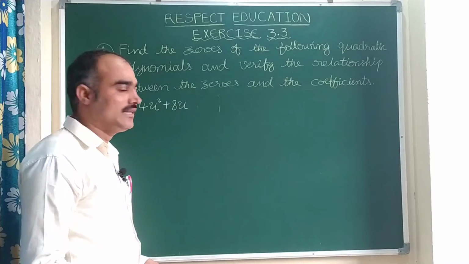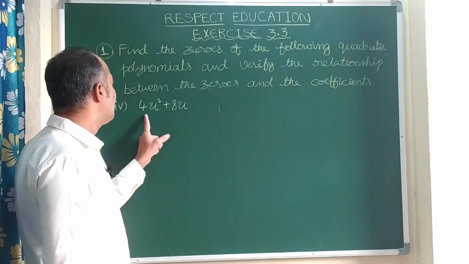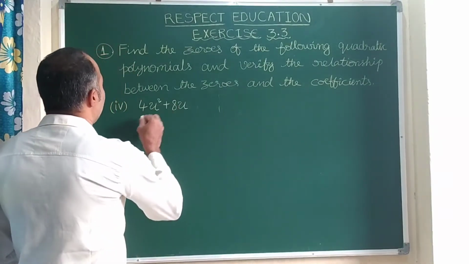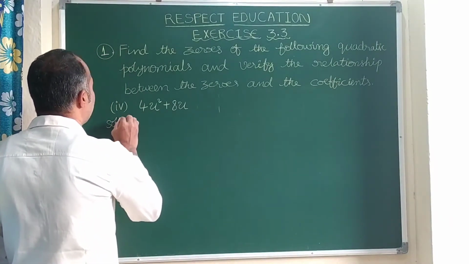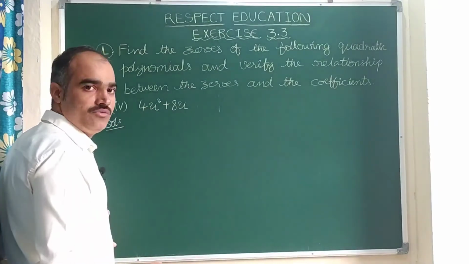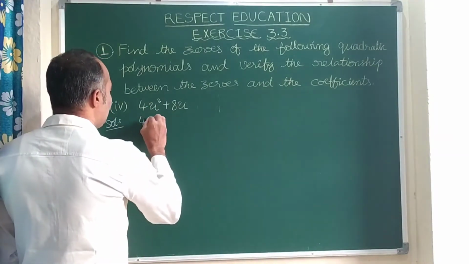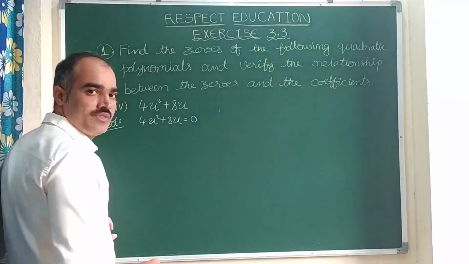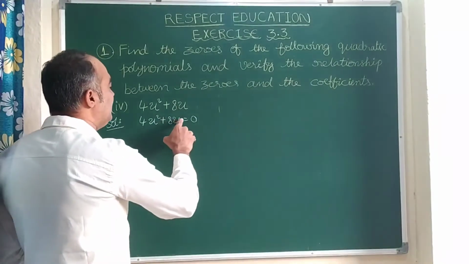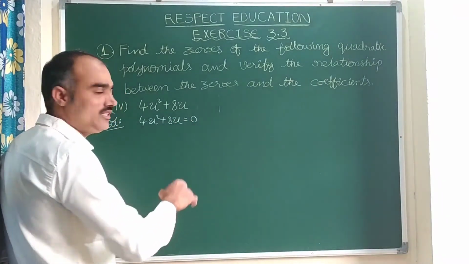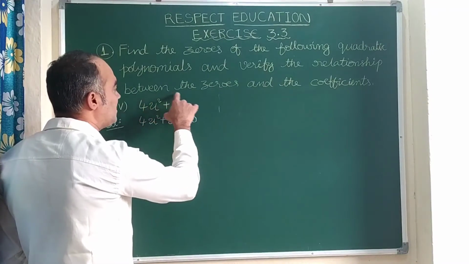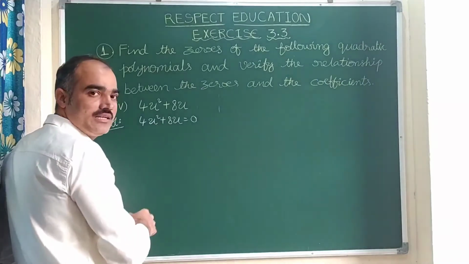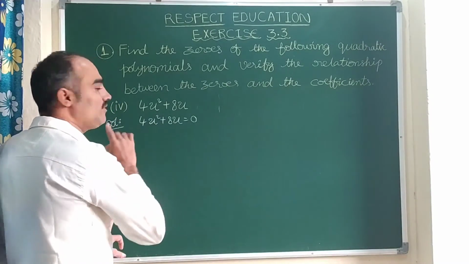Now let us see the next bit, that is the fourth bit, 4u square plus 8u. First we need to find the zeros of this polynomial. So we can make it equal to 0: 4u square plus 8u equal to 0. Now here there is no constant. If there is a constant, then we can multiply this coefficient with that constant and find the factors. But in this problem, the constant is not there. So you can take out what is common and directly solve this problem.